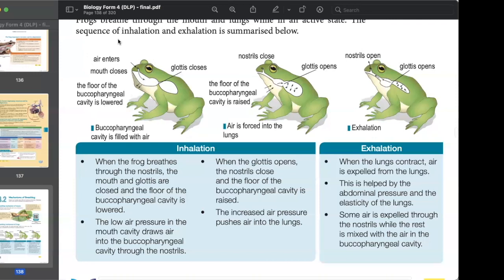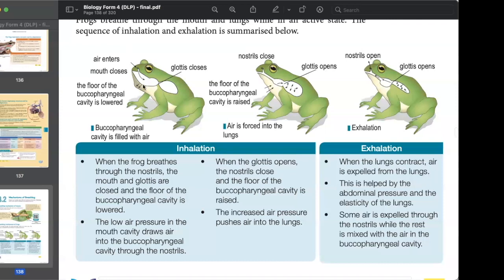So what will happen? The air pressure will push the air inside mouth cavity. Ni awak tengok ni. Okay, the lower air pressure in the mouth draw the air into bucopharyngeal cavity through nostril. Okay, boleh faham? So ni mouth cavity, yang ni bucopharyngeal cavity. So because we know that air pressure outside is higher, so air pressure will push the air to get inside bucopharyngeal cavity.